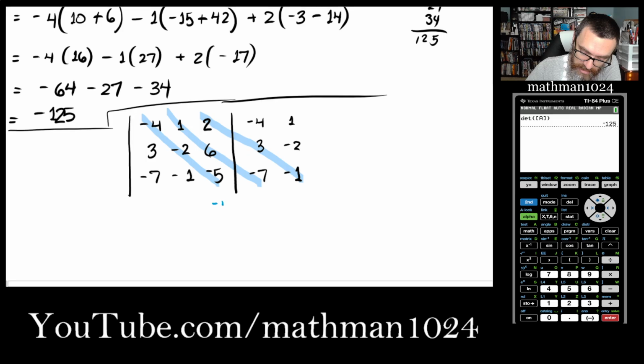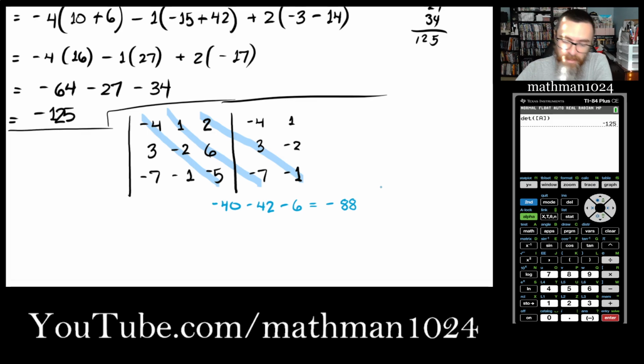So that's negative 40. 1 times 6 times negative 7 is negative 42. 2 times 3 times negative 1 is negative 6. And this total is negative 88. And then we're going to do the diagonals going upwards.